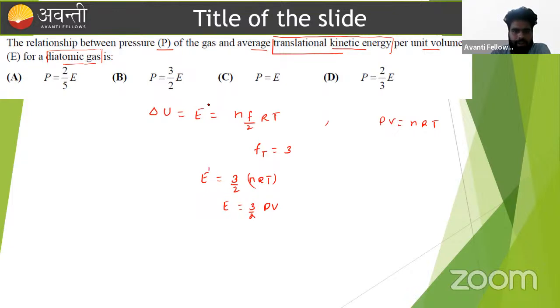Okay, so this is E dash, and E dash upon V can be written as E, because here energy per unit volume is given. So E equals 3 by 2 P. What is the value of P? We can write it as 2E upon 3. Which option is correct? Option D is the right one. I hope this is clear to everyone.